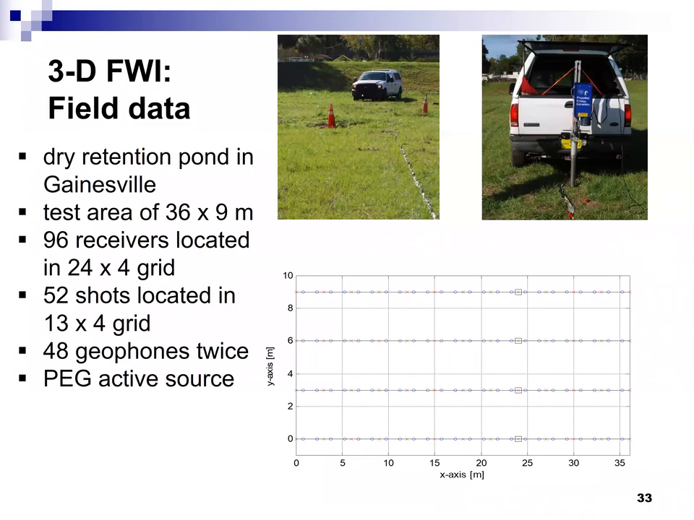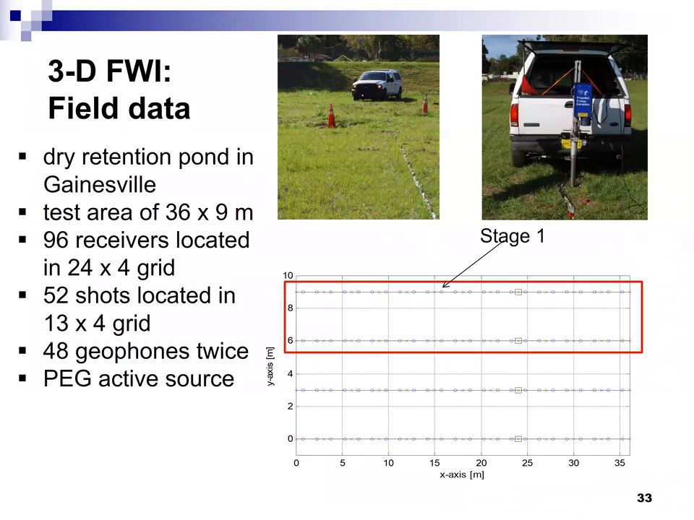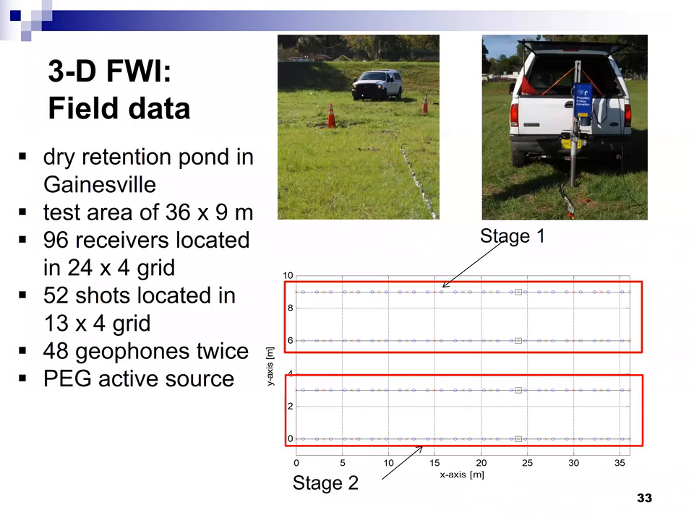We use 96 receivers in 4 lines. Each line is 24 receivers. The blue circles here are receiver locations. And we did 52 shots, the red crosses here, again using the propel energy generator. We had only 48 geophones, so we did it twice. In stage 1, we put the 48 geophones in 2 lines, 24 geophones each line. We apply the load for all 52 shots, the entire grid. Then we move the 48 geophones to the second half of the grid and repeat the entire shot grid, 52 shots again, and then combine the data from the 2 stages.